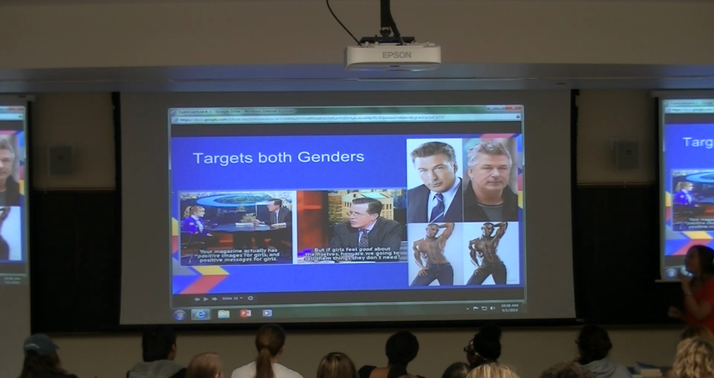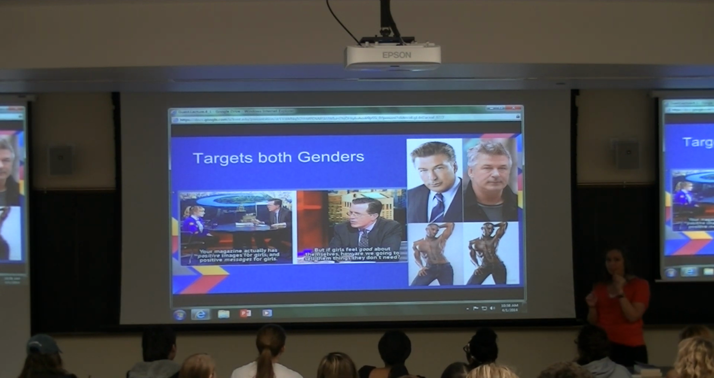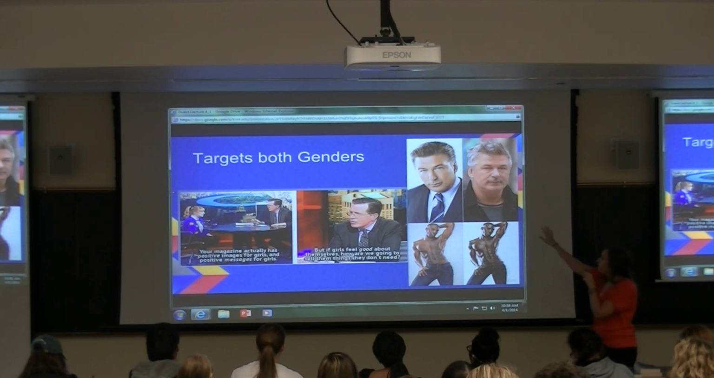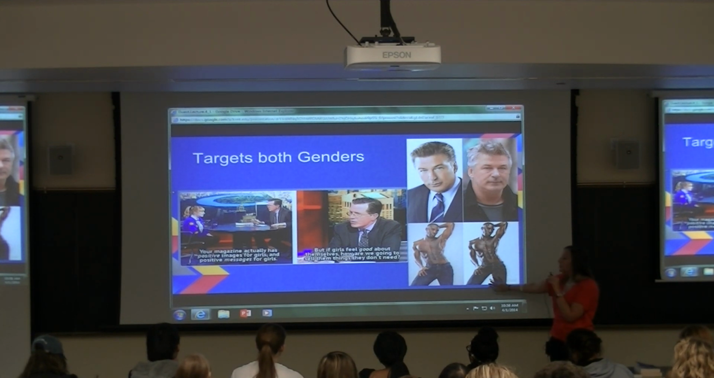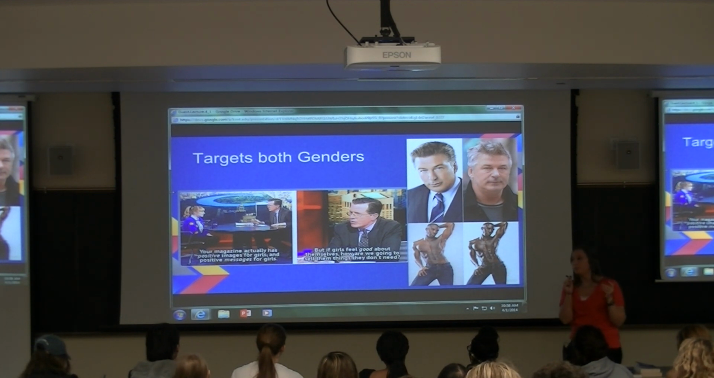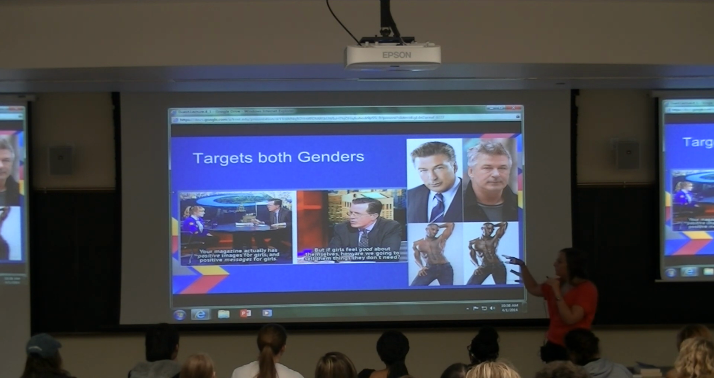Okay, so it does target both genders, so we don't want to leave the guys out, even though it is more significant for females. They do Photoshop men's faces. In this picture, they made them more black. So guys in our society might be more tempted to take protein and go to the gym and have more muscles. So here's Stephen Colbert.